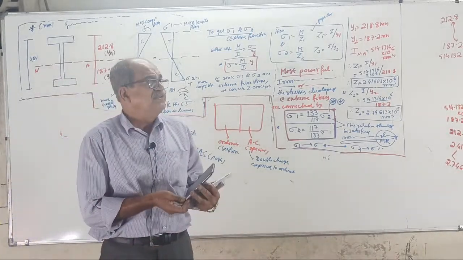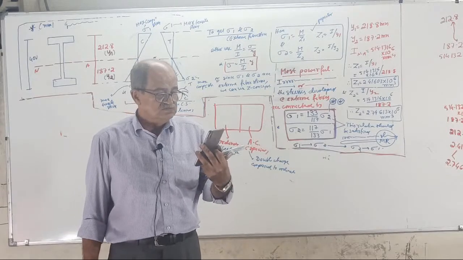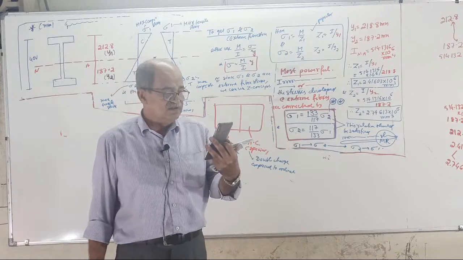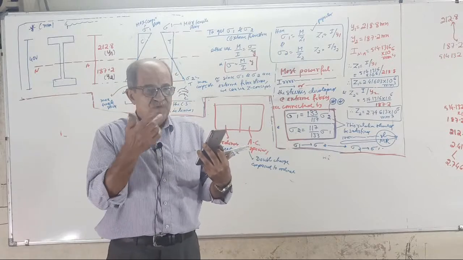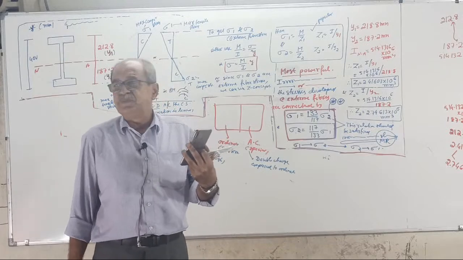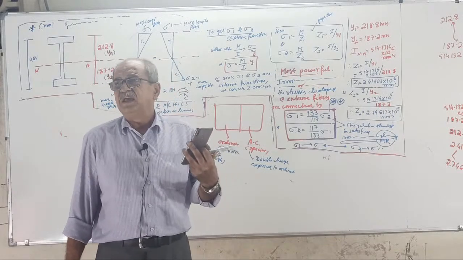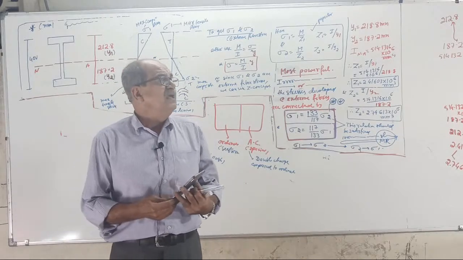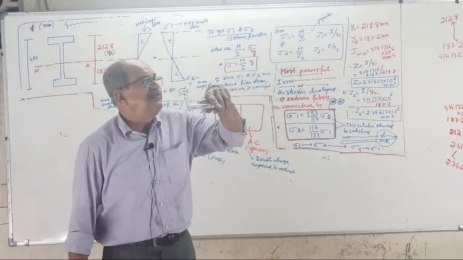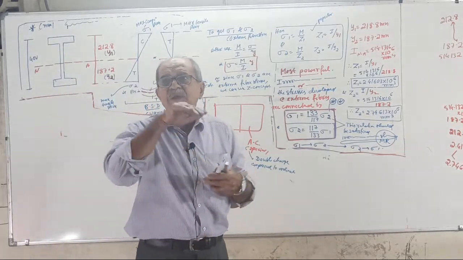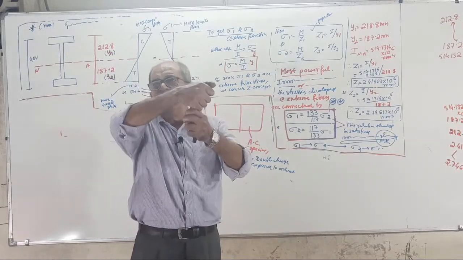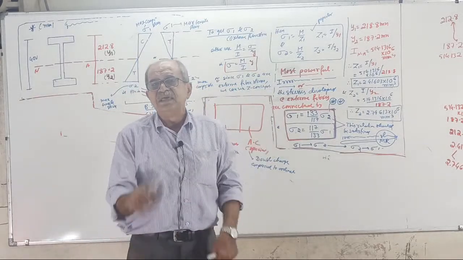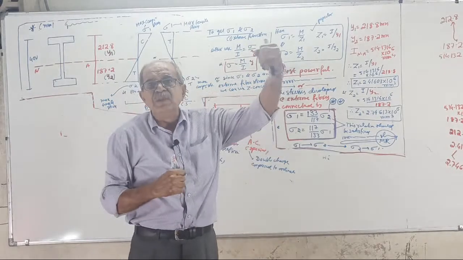Front wheel 60, back wheel 60. What speed will the vehicle go? Is it 120? The front wheel speed is 60, the back wheel speed also 60. What speed will the vehicle go? 60 only. If both are going 60, the vehicle will go at 60. So when you apply the bending moment, tension and compression, both are required. Only tension or only compression cannot create a couple. They together will create a couple.